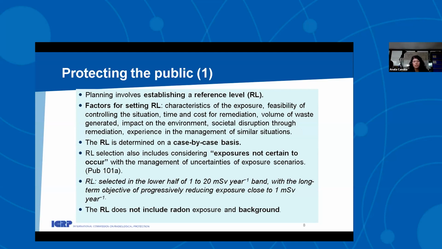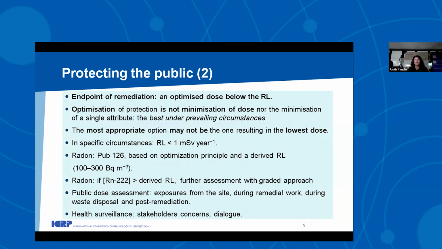And as Mike mentions, the recommendation is generic, but a little more than 103, is to select the reference level in the lower half of the 1 to 20 millisievert per year band, with a long-term objective of progressively reducing exposure close to 1 millisievert if it is possible. One aspect is that this reference level selected does not include radon exposure and background exposure. And that the end point of remediation is an optimized dose below the reference level.